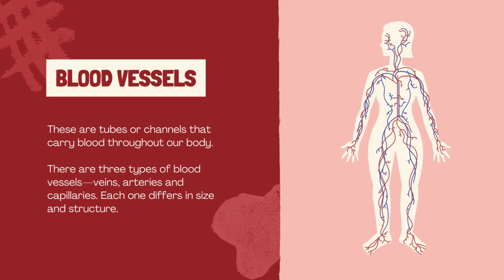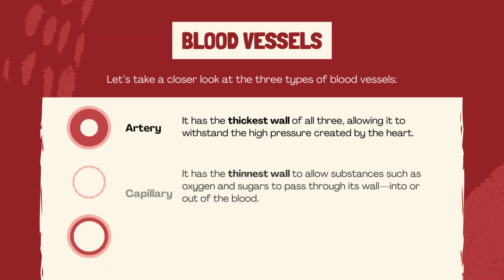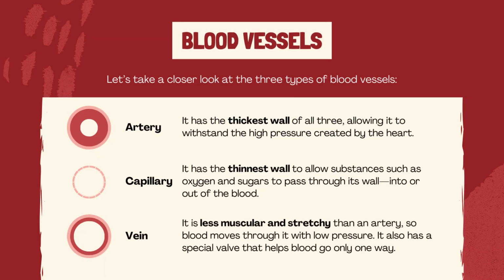Blood vessels. Blood vessels are tubes or channels that carry blood throughout our body. There are three types of blood vessels: the arteries, the veins, and capillaries. Each one differs in size and structure. Let's take a closer look at the three types of blood vessels.